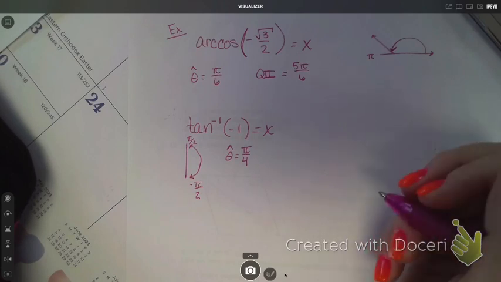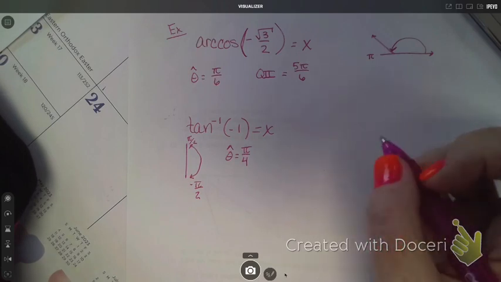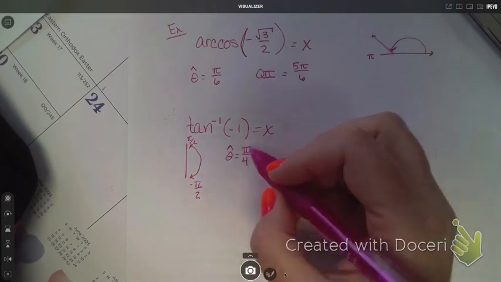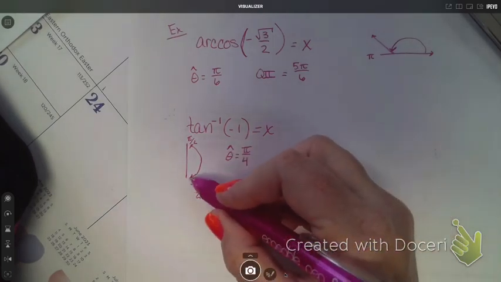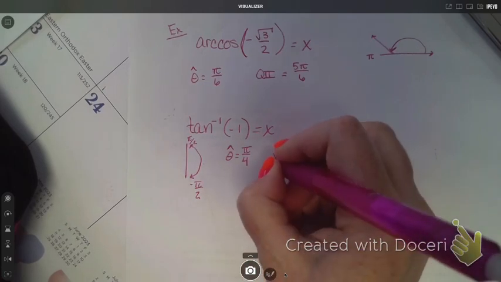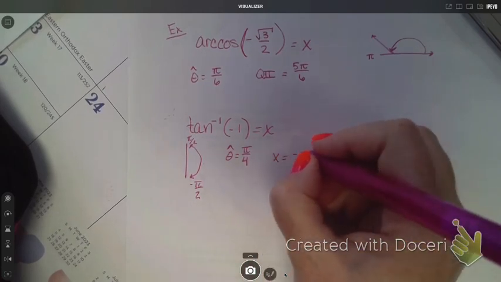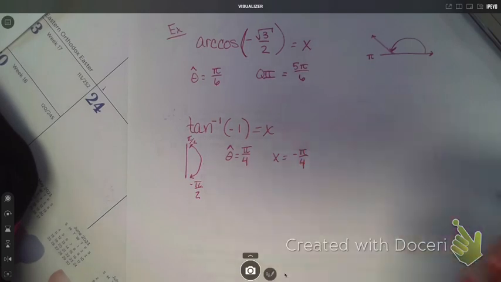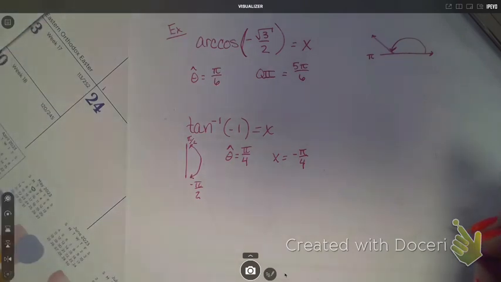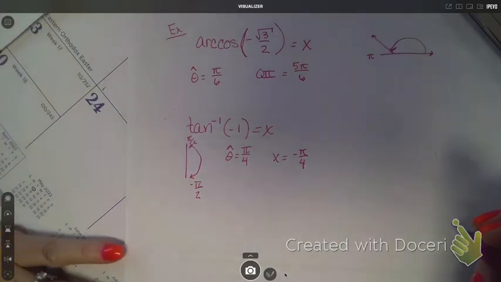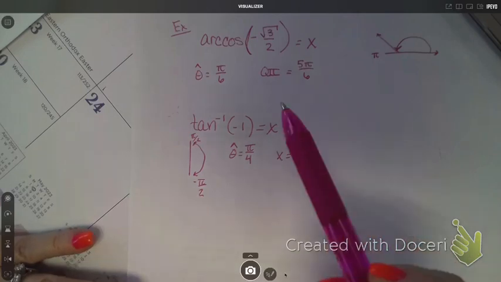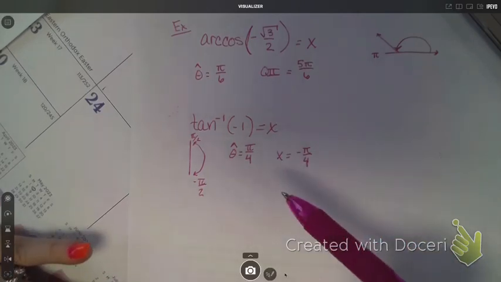Square root of 2, square root of 2, which is 1. So, I want the negative, so that means I have to drop to what? Negative pi over 4. Negative pi over 4. Okay, you have to know your exact values to do these.